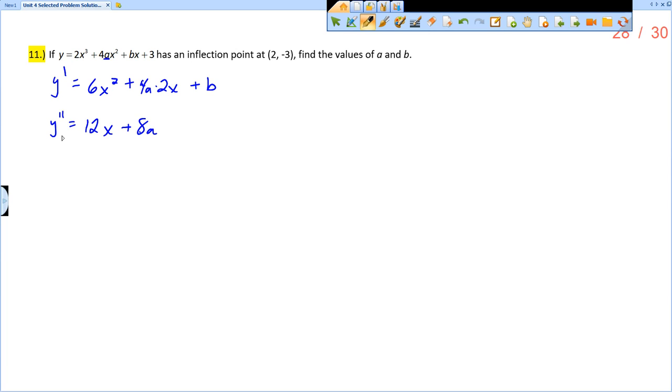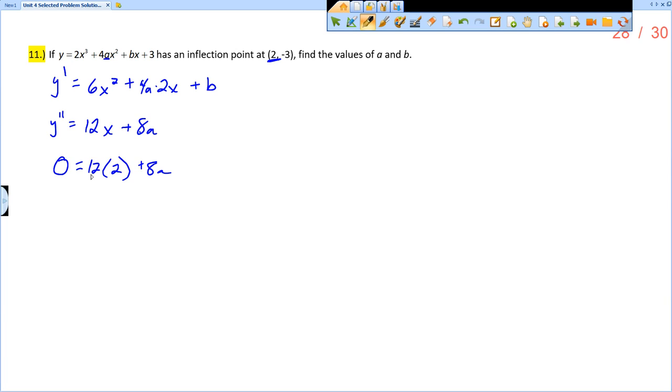Now, you know that a point of inflection can only occur when f double prime or y double prime is equal to 0 or undefined. But now, if a is a constant, 12x plus 8a is never undefined, right? It would only be equal to 0. Now, you know that it occurs at (2, negative 3). So you know that it occurs when x is 2, so you get 12 times 2 plus 8a.